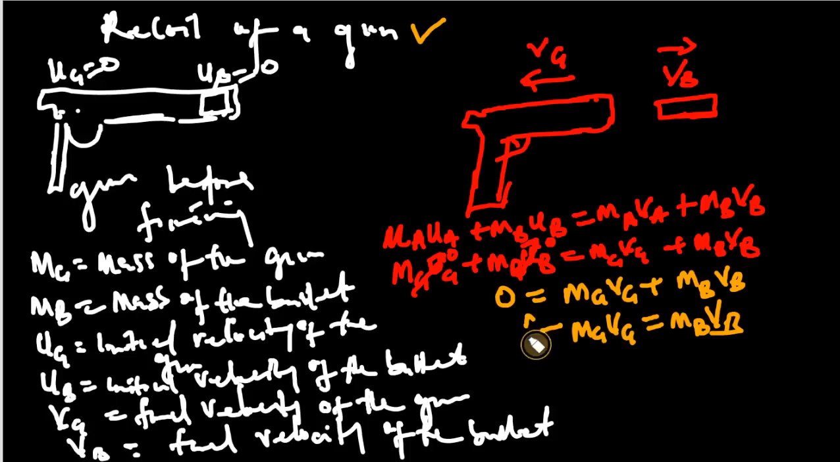You see that we are having a negative here. This shows that the velocity of the bullet is equal and opposite to that of the gun, and that is the recoil velocity. So this equation shows the conservation of linear momentum for recoil of a gun. We shall be making use of this now to solve a simple problem.